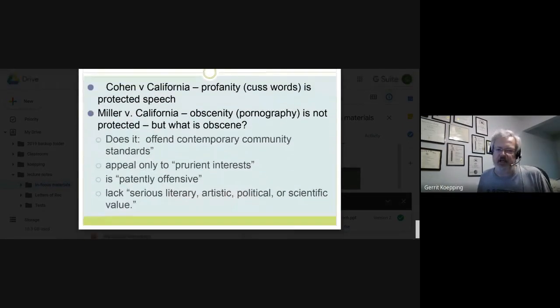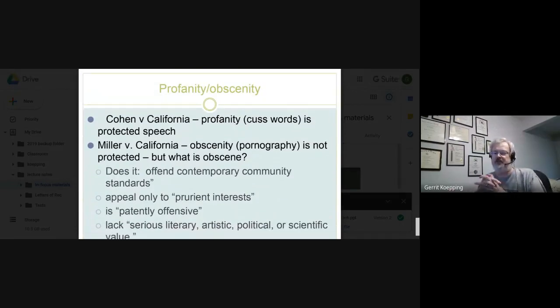Now, lastly, is a question of profanity and obscenity. Is that protected? So let's first talk about what the difference is. Profanity is going to be cuss words. Obscenity is basically going to be pornography, and there's two different cases that establish the standard for this. The first one is Cohen versus California.